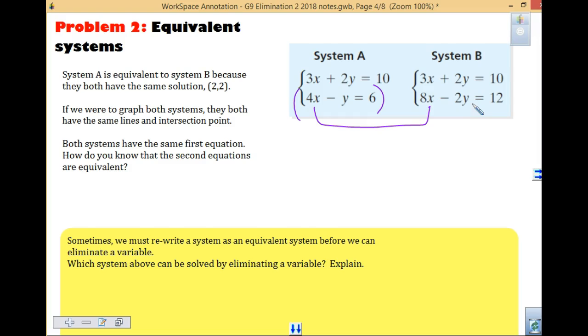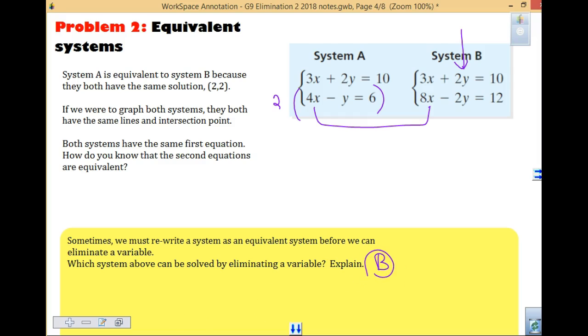Everything in that second equation was multiplied by 2. And what's nice about that is that now our y's are going to eliminate, which is what we are looking for. So it says sometimes we must rewrite a system as equivalent systems before the variable will eliminate. So which one would we want to use? We would want to use B.